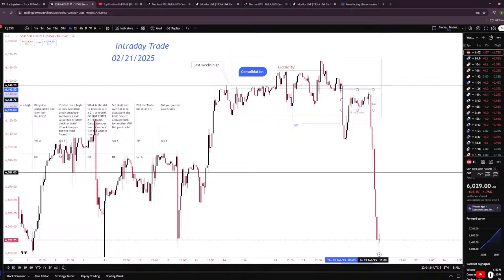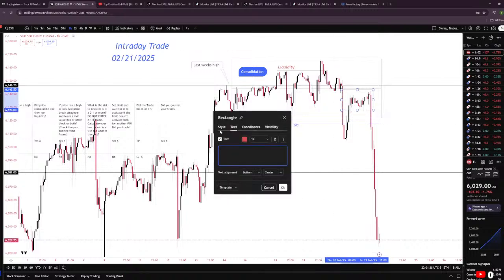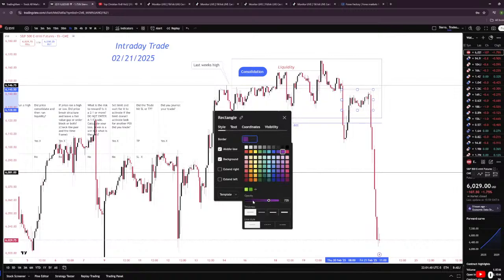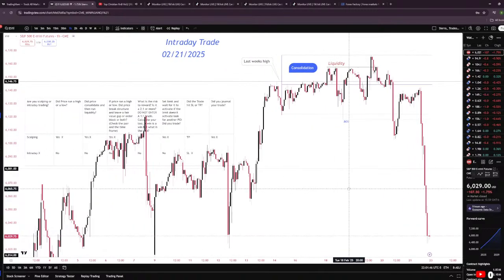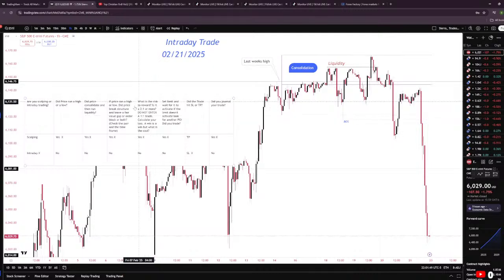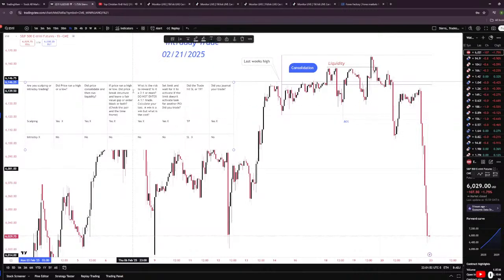All right, so we mark up this fair value gap, and I more so block out my borders because I'm only interested in 50% of this zone. So I'm going to remove my border. All right. So let's move this up. So yet again, if price ran a higher low, did price break structure and leave a fair value gap or order block or both? So price did, that was a yes.